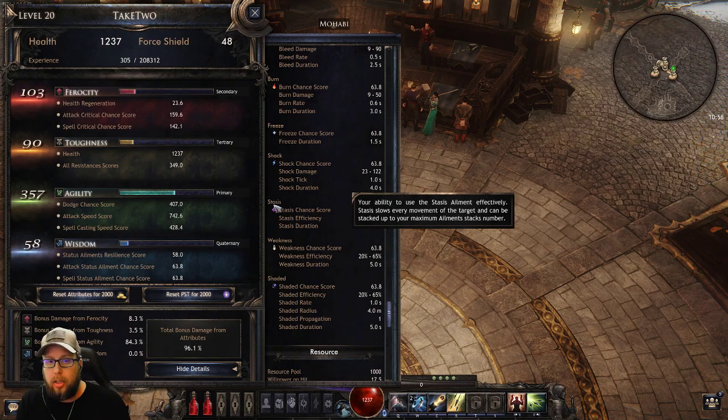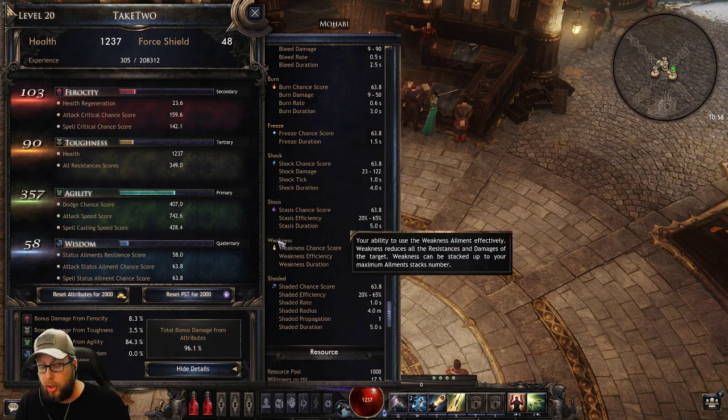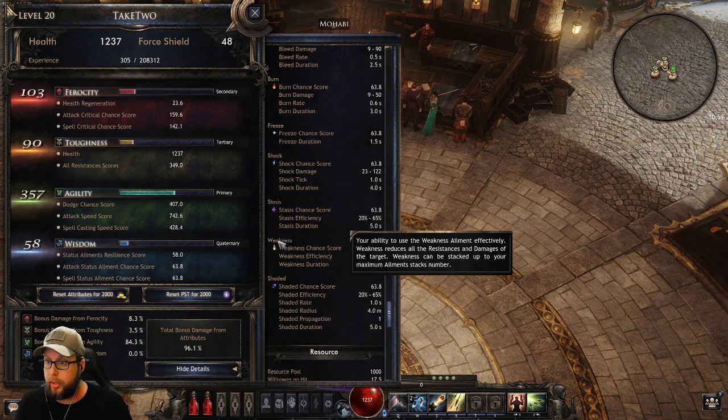Weakness. Let's see what weakness is in terms of Wolcen. Well, weakness reduces all the resistance and damage of the target. So that means every time I apply a weakness to a target, I'm lowering their resistances, meaning the party that I'm with and I are able to do more damage to it, and I'm reducing the amount of damage the target can do to us. Wow, so that's really good too.